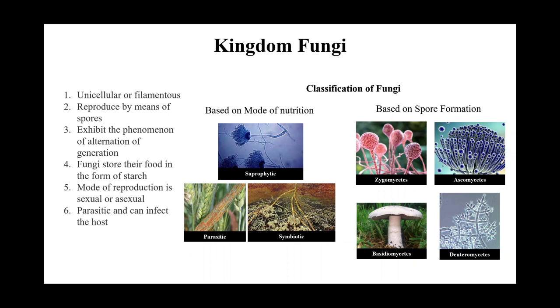So symbiotic and parasitic are defined by the interacting members and how they are getting advantage out of this interaction. And based on spore formation, what do we mean by spore formation? It is how these spores are released into the environment. Are they in a disc-like shape, or are there single spores that are coming out? On the basis of that, you can have zygomycetes, ascomycetes, basidiomycetes, and deuteromycetes.